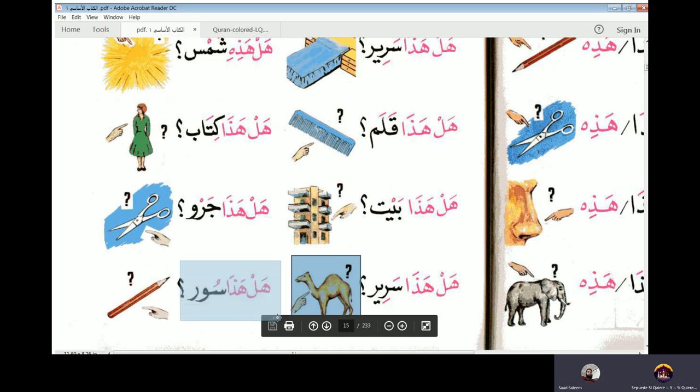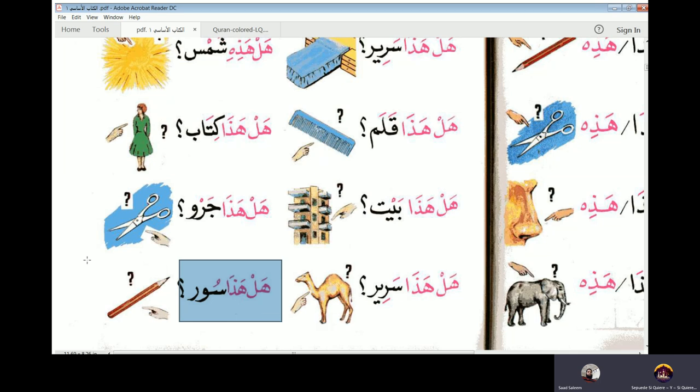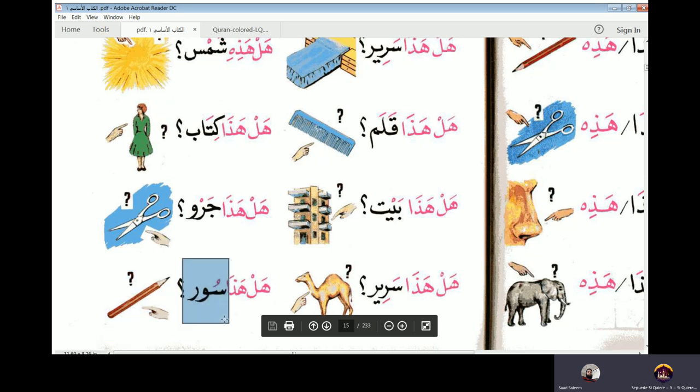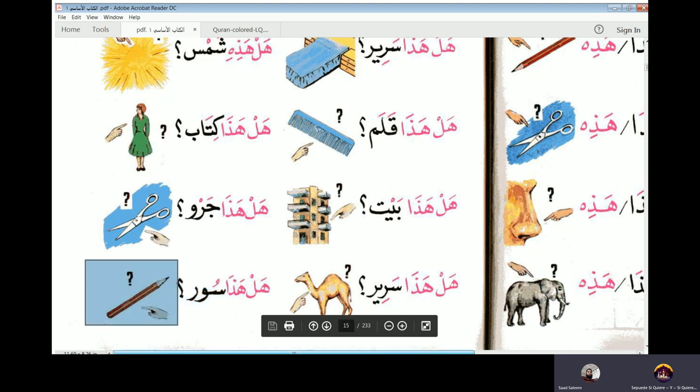Hal hada turun? La. Is this a turun? Fence. La. Hada kalamun.